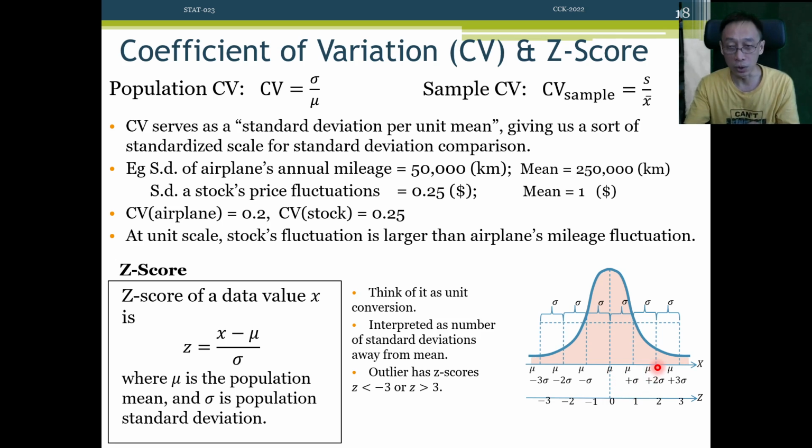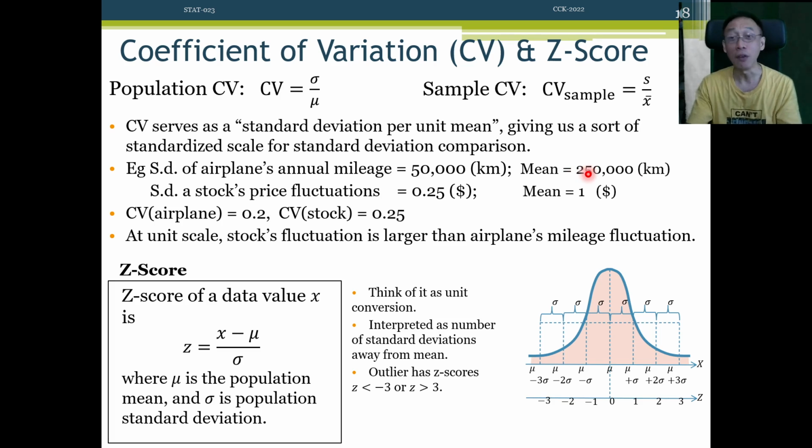If the Z-score is 2, that's 2 standard deviations away. If the Z-score is 3, that's 3 standard deviations. So taking our airplane and stock price example, if the SD of the airplane mileage is 50,000, then at a mileage of 250,000, the Z-score is 0. At 300,000 kilometers, the Z-score is 1. At 350,000, the Z-score is 2.